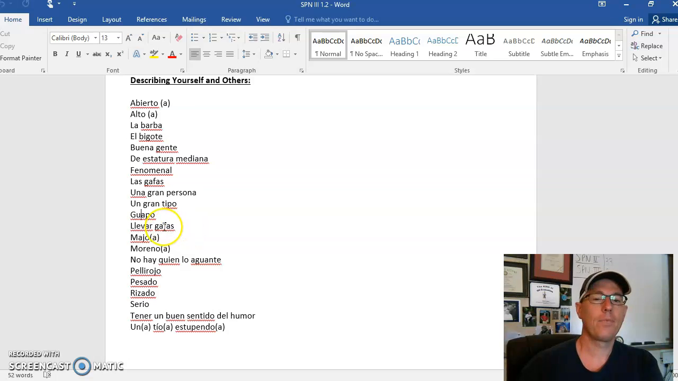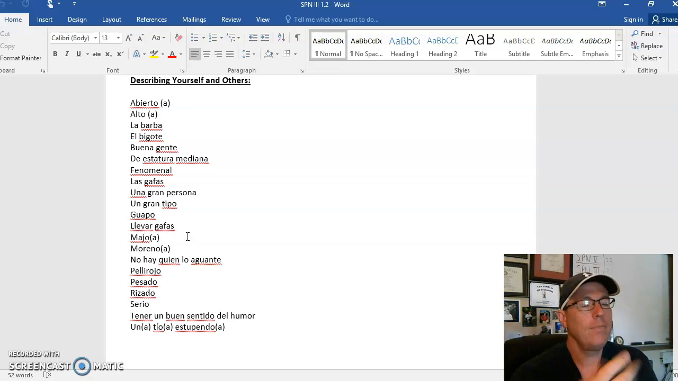Guapo, good looking. Llevar gafas, to wear glasses. Gafas are the word for glasses. Majo, this is another country-specific word. Majo is used primarily in Spain, and it's just a way to say that someone is nice. So if él es majo or ella es maja, you're saying he's nice or she's nice. Pretty simple. Okay.